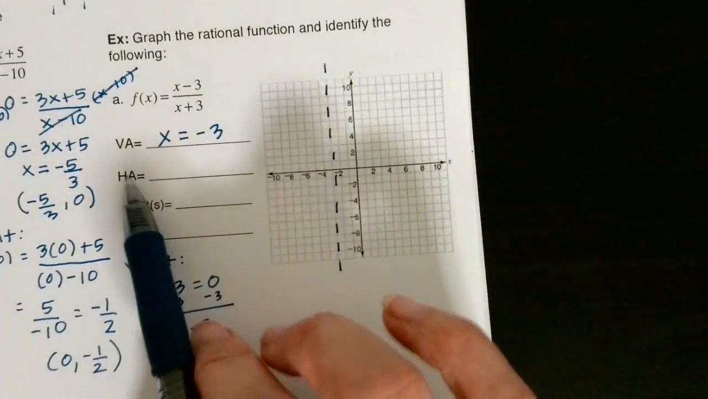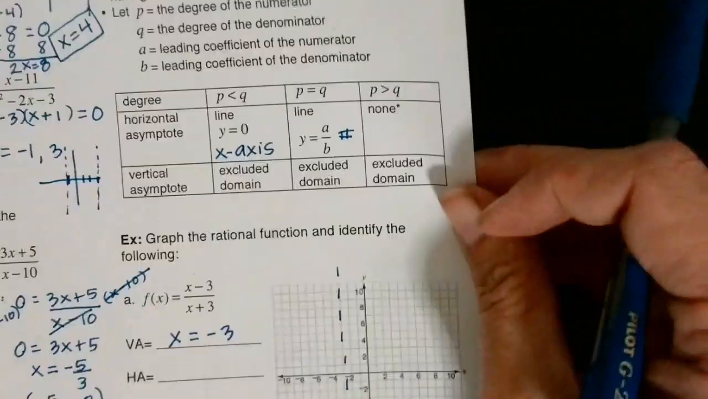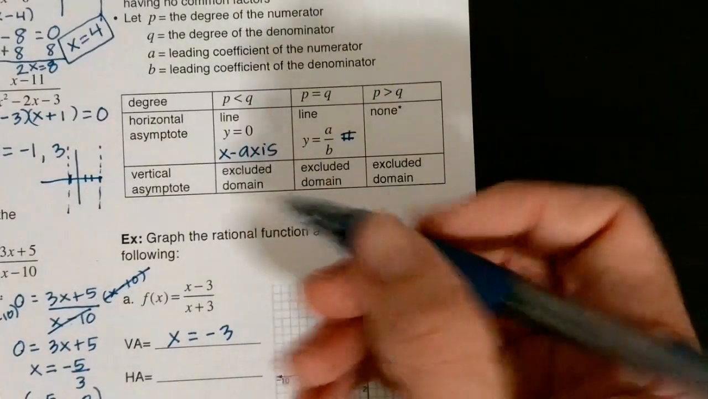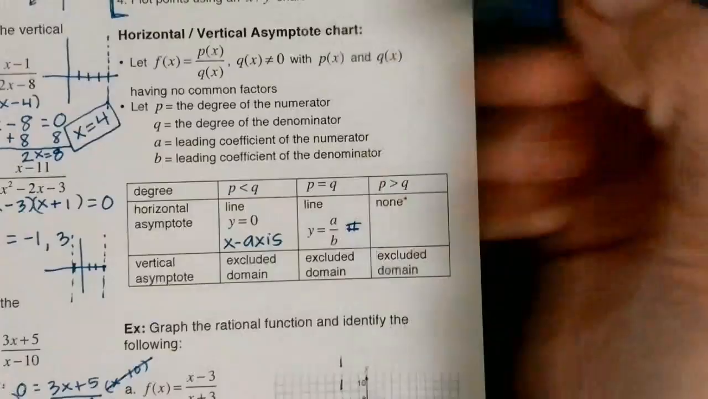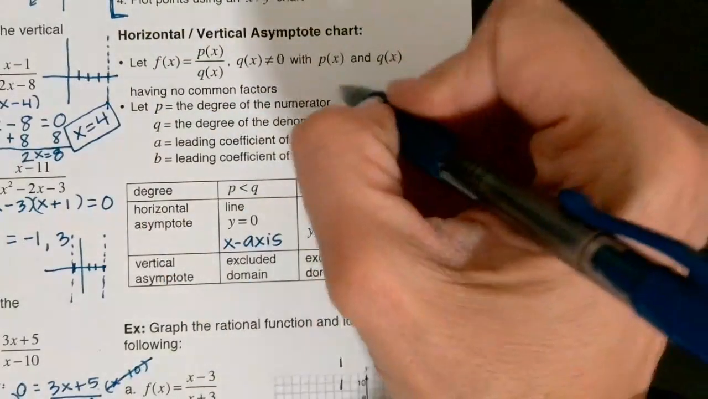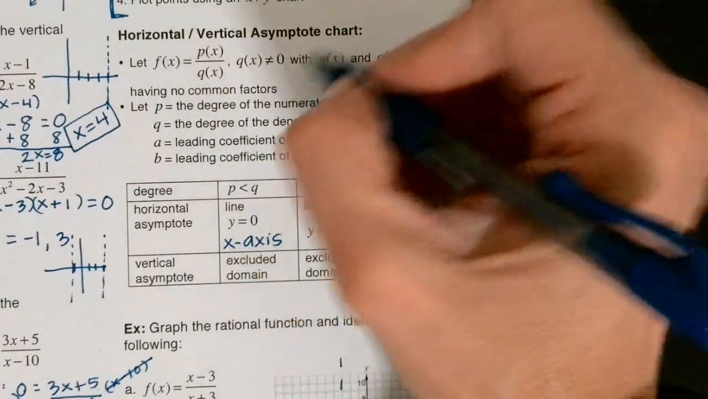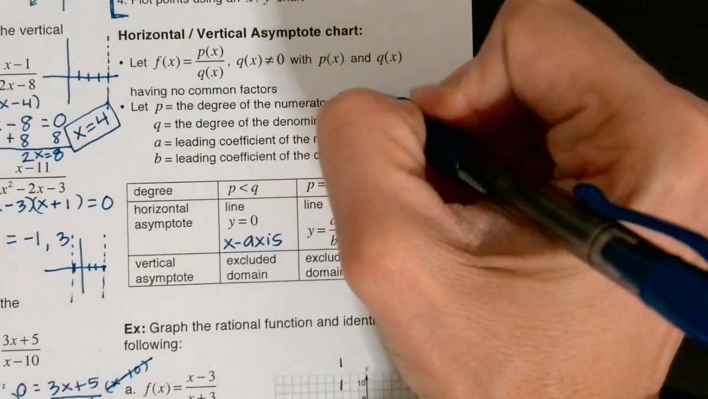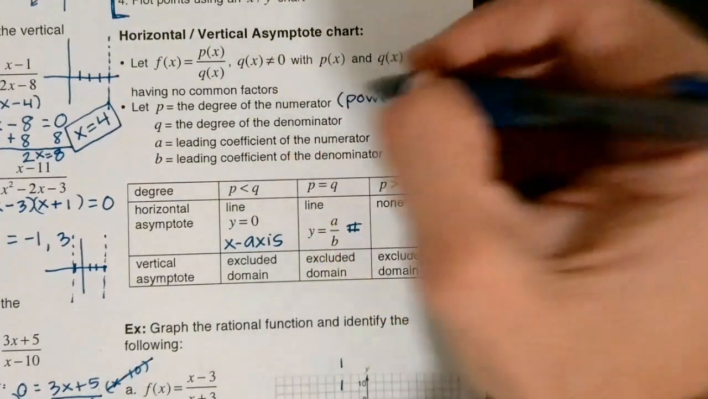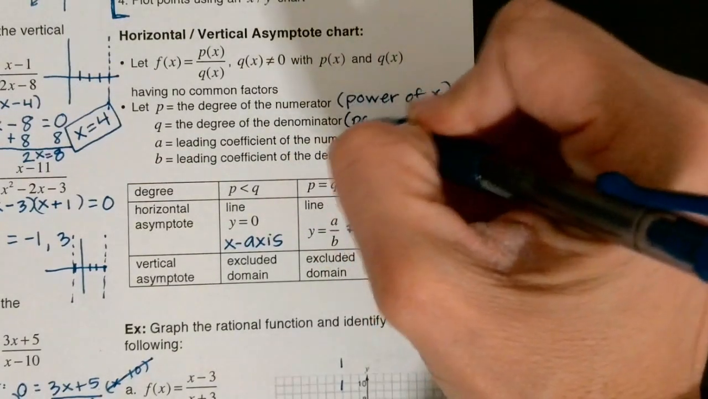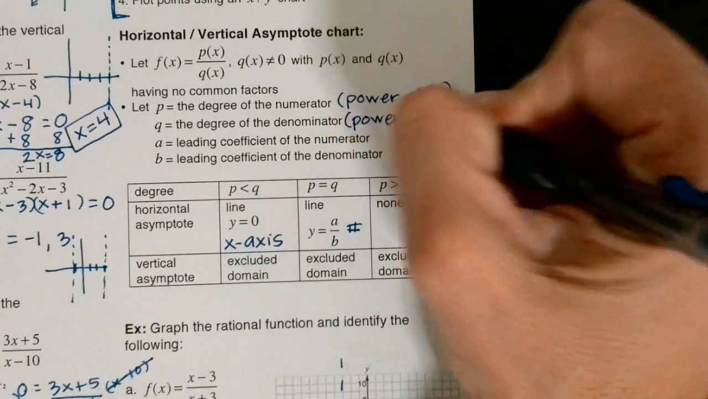The next part is the horizontal asymptote. So this is what the horizontal asymptote says. First you need to look at P and Q, and you're like, what the heck? P is less than Q, P equals Q. Well, right here we define everything. So P is the degree of the numerator, the power of x. And Q is the degree of the denominator, also a power of x.